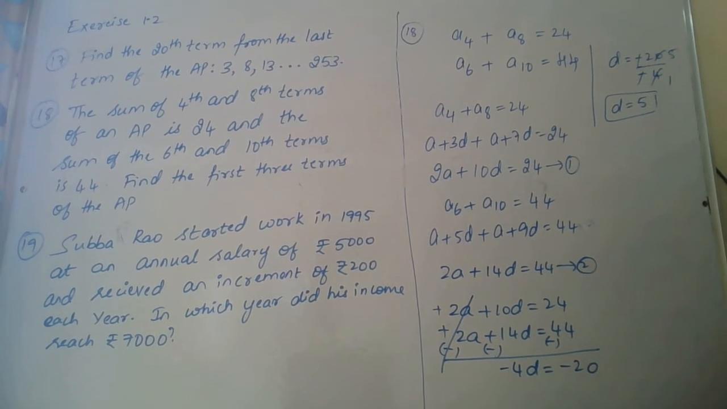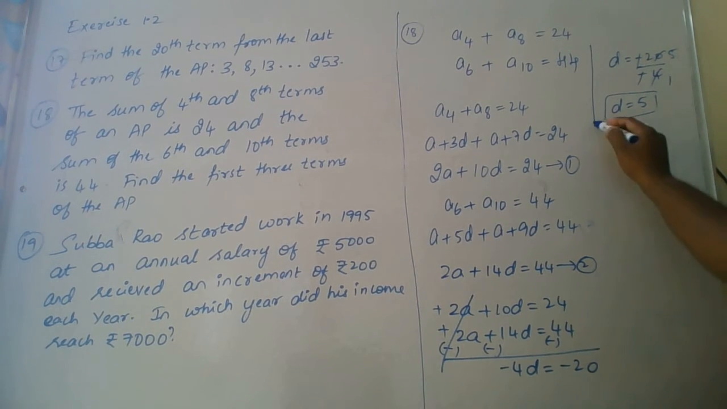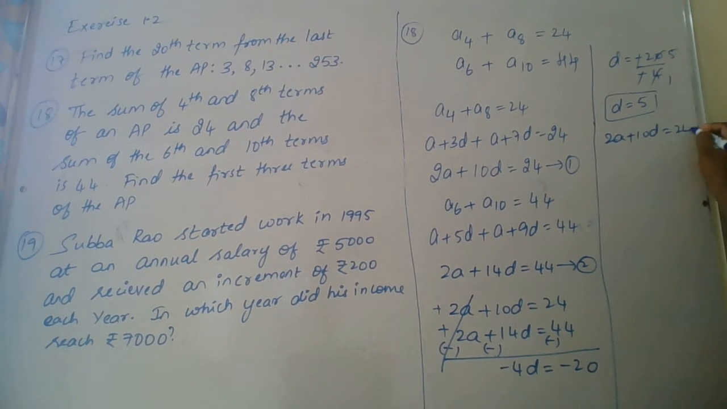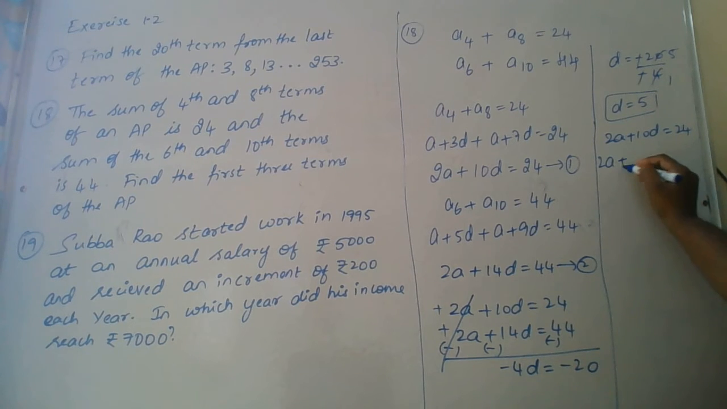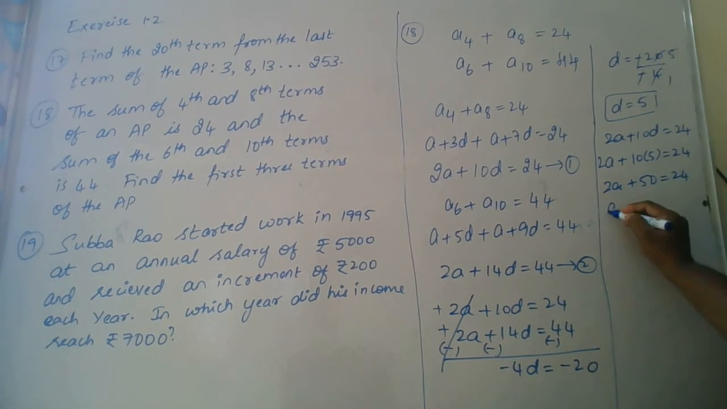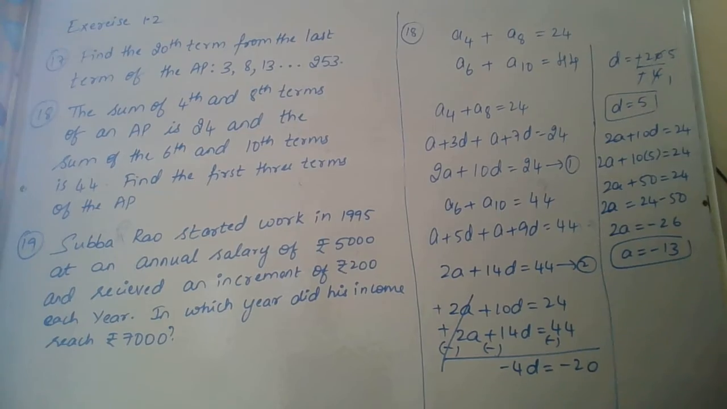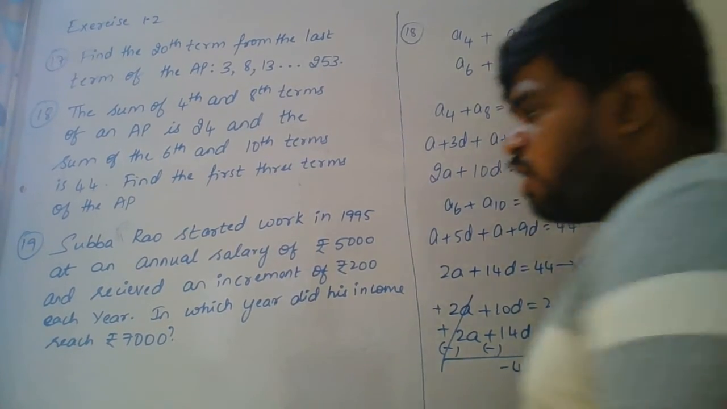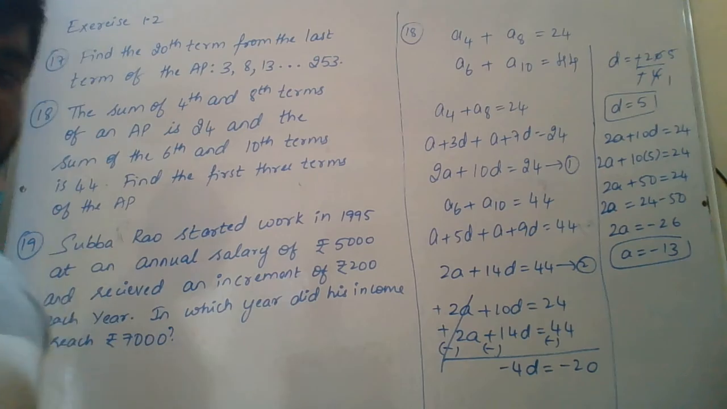Now you have the value of D. Let's find the value of A. Take any one equation; let's take the first one. 2A plus 10D equals 24. 2A plus 10 times 5 equals 24. 2A plus 50 equals 24. 2A equals 24 minus 50, because it becomes minus 50 on the other side. Therefore 2A equals minus 26, and A is minus 13. 26 by 2 is 13, so I have directly written it. You got the value of A as minus 13 and D as 5.